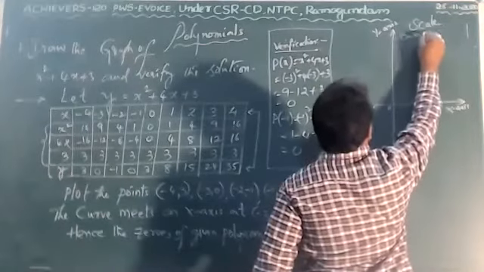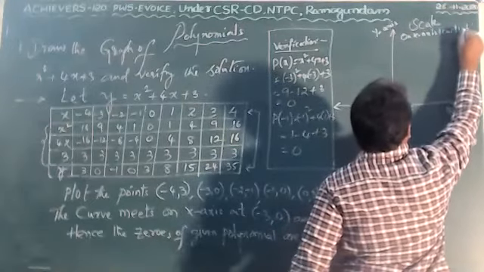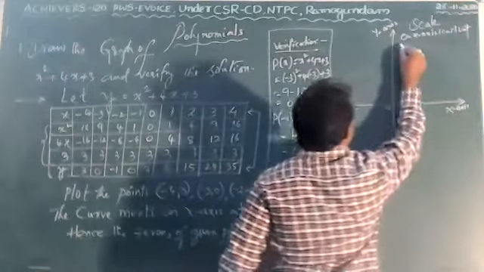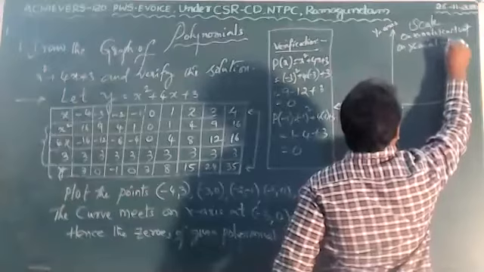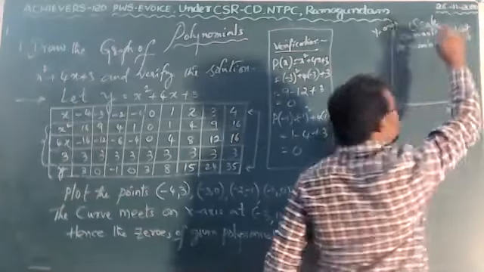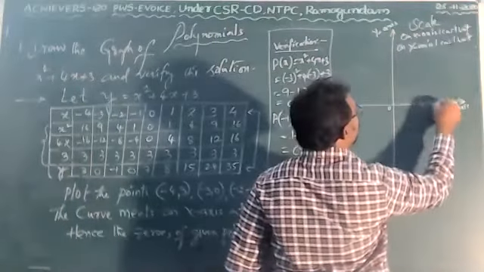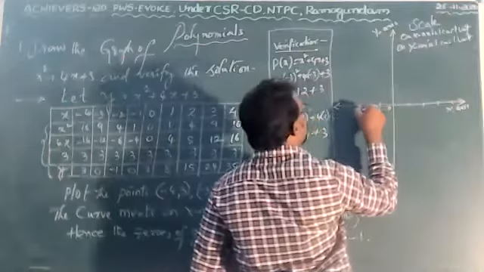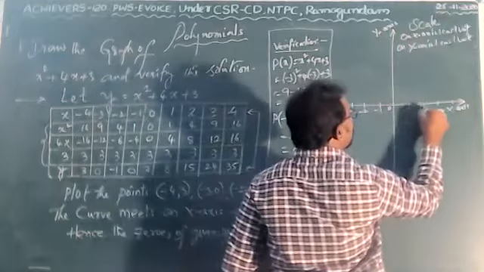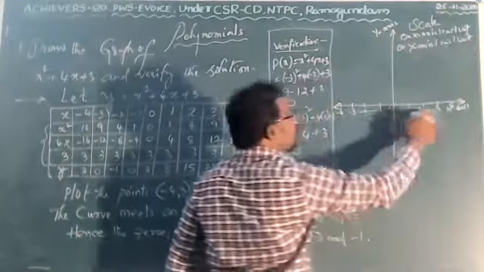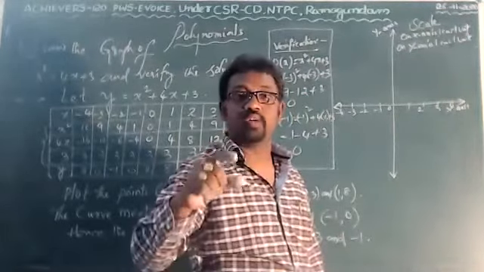On x-axis, 1 centimeter is equal to 1 unit. On y-axis, 1 centimeter is equal to 1 unit. Standard, that is standard, because here 1, 2, 3, 4, 1, 2, 3, 4. If you take 1 unit, you will get like this: 1, 2, 3. If you take 5 units, then 0, 5, 10, 15, 20.